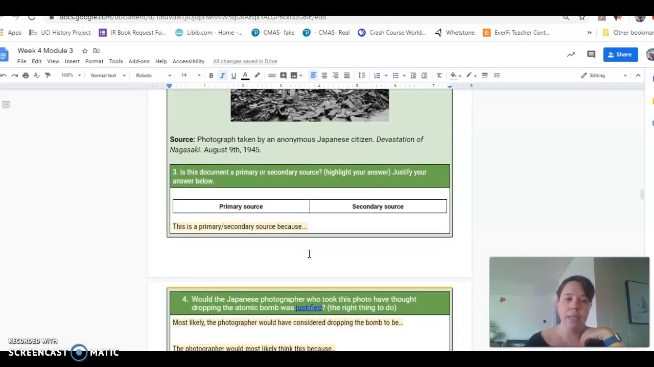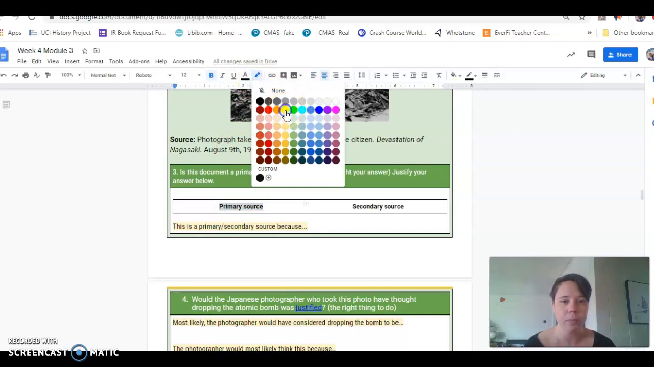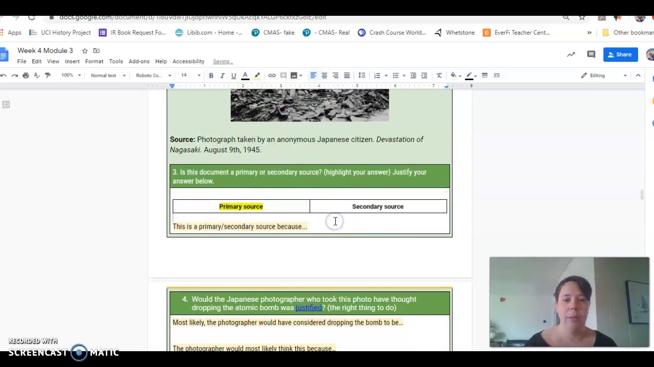In this document, is this document a primary or secondary source? You're going to highlight your answer and justify your answer below. We know that it was created at the time. Obviously, this is a Japanese citizen who was there when this happened. So I know with that, it's a primary source. So I'm going to highlight primary. And I'm going to go down here to the question that says, is this a primary or secondary source?